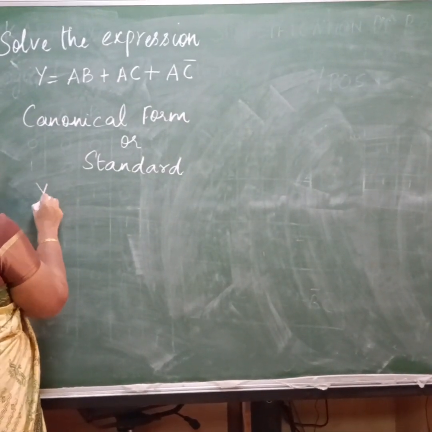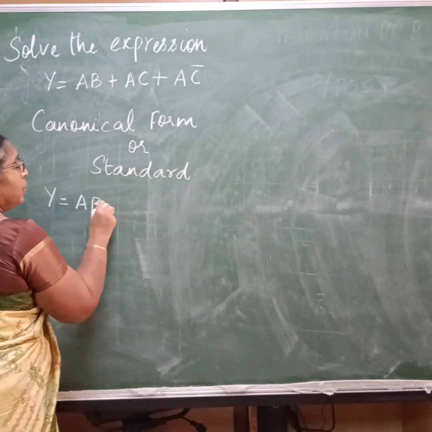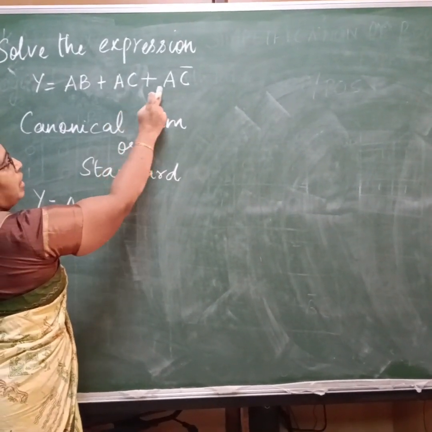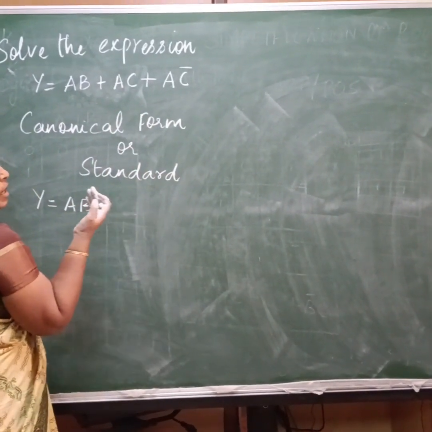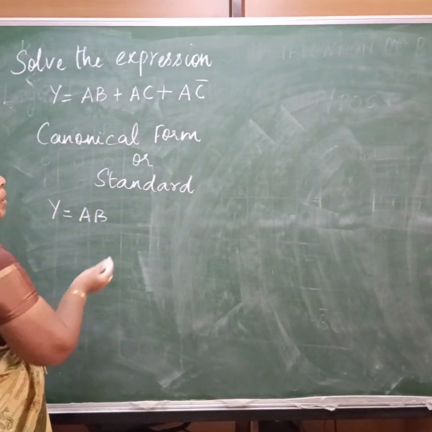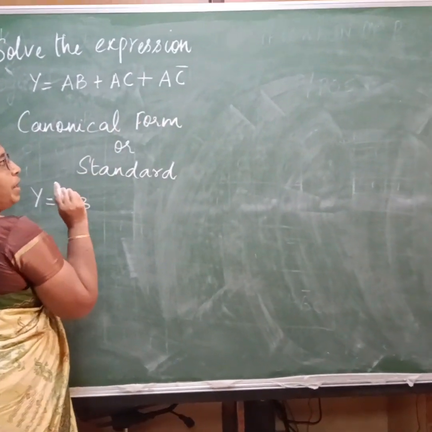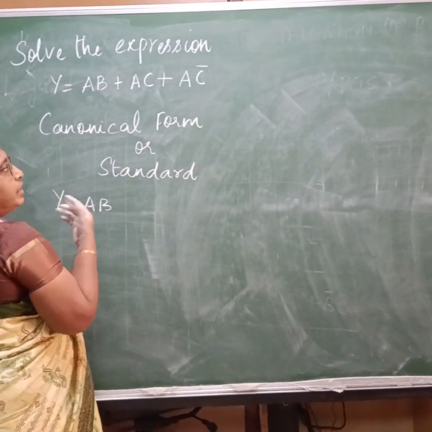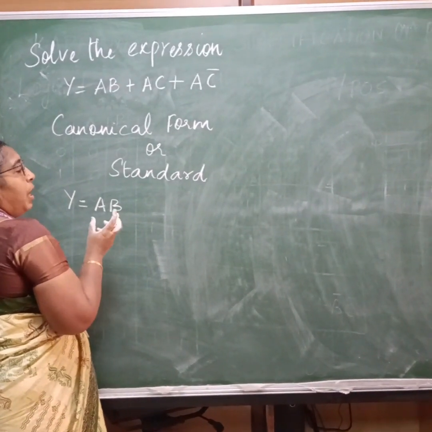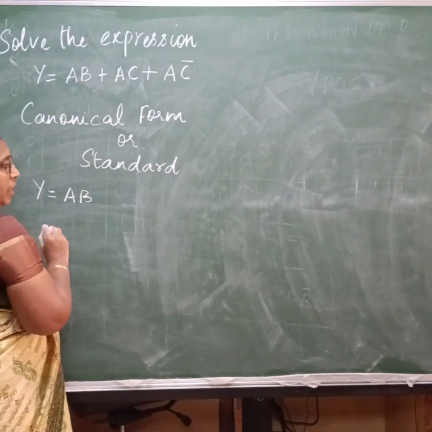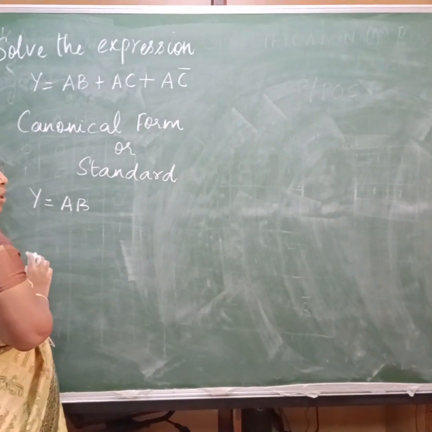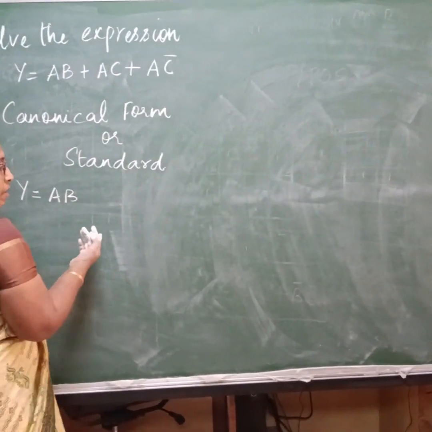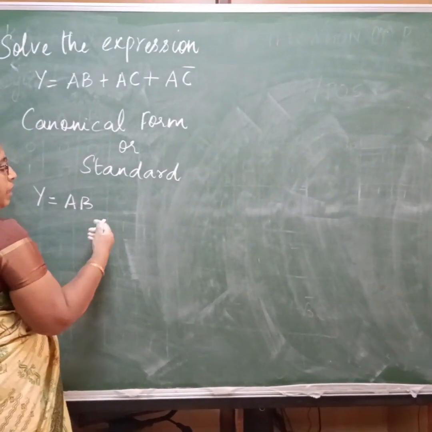So how can it be done? y equals AB. In this case, what are the variables present here: AB, AC, AC bar. Each can be in complement form or in normal form. So in this case, A, B and C, it is a 3 variable expression. Each term should contain the variables, either in complement form or normal form. So what is missing? C is missing. How are you going to represent it in your SOP form? This is actually your sum of products expression, and we are going to convert that SOP to a standard canonical form.